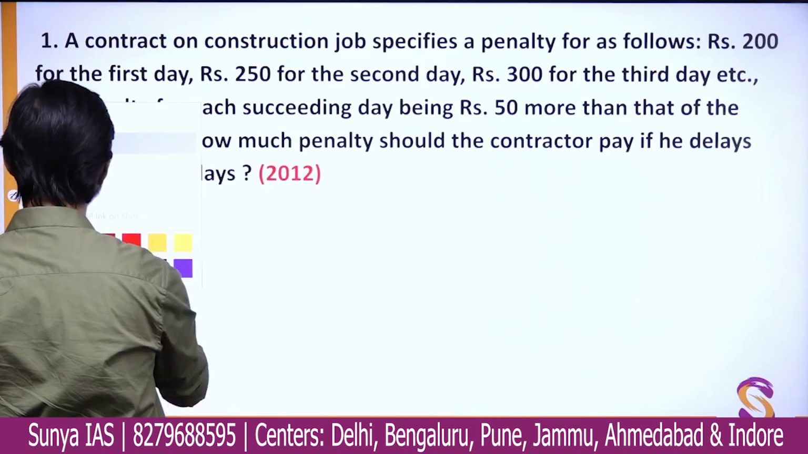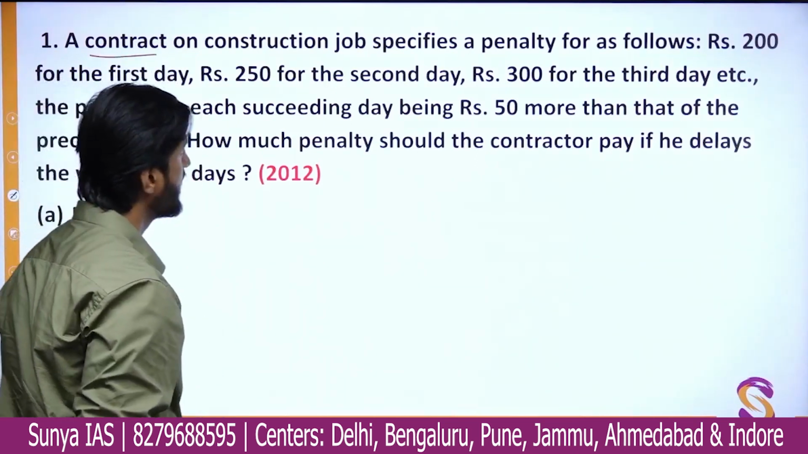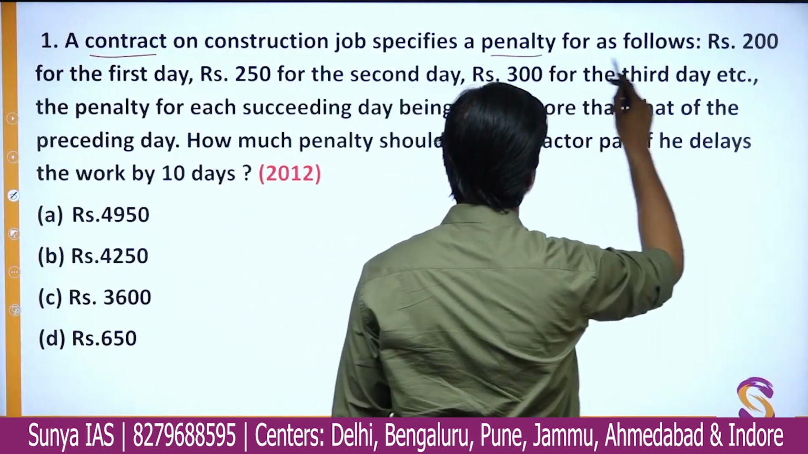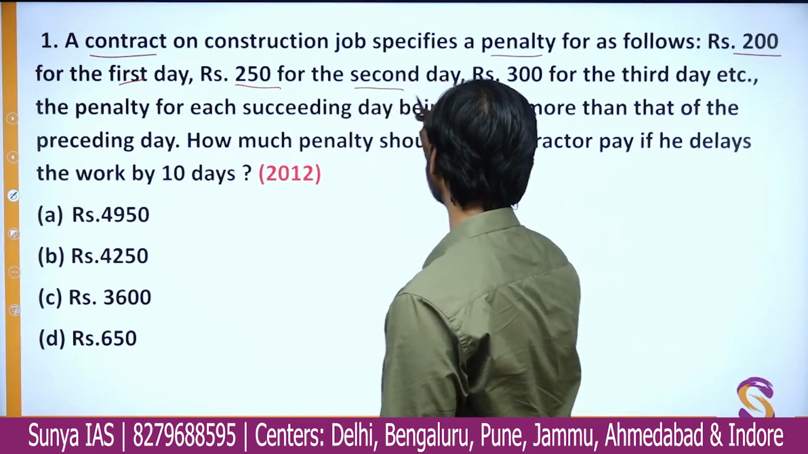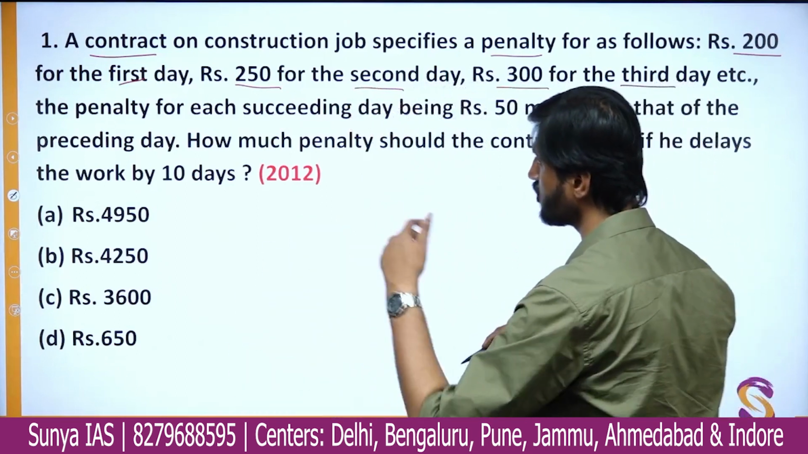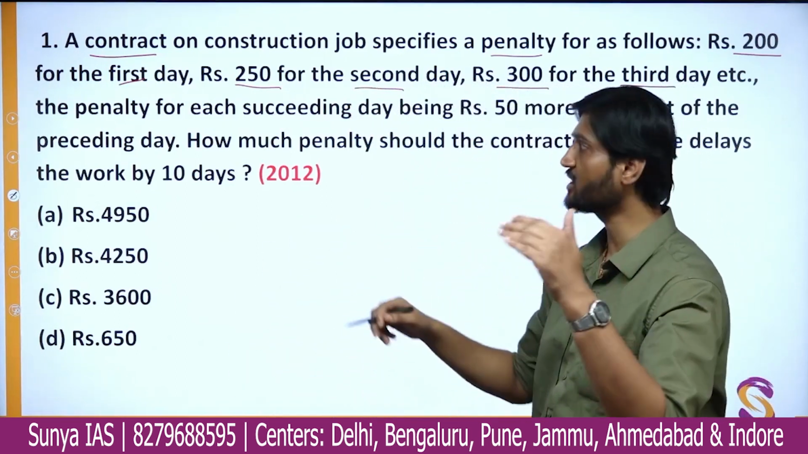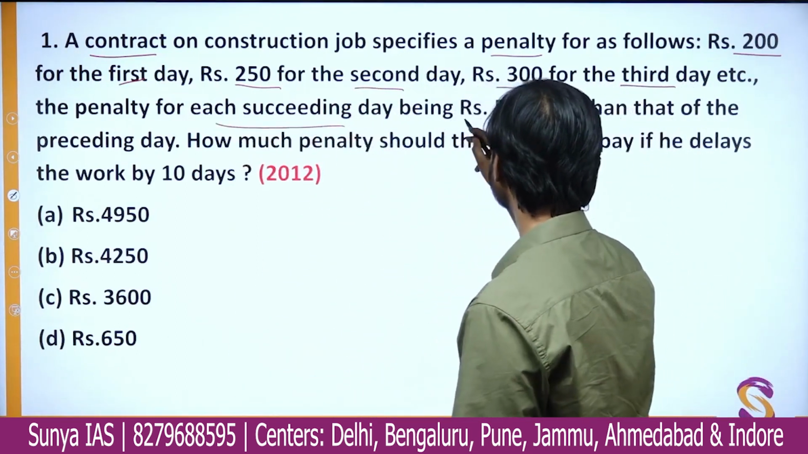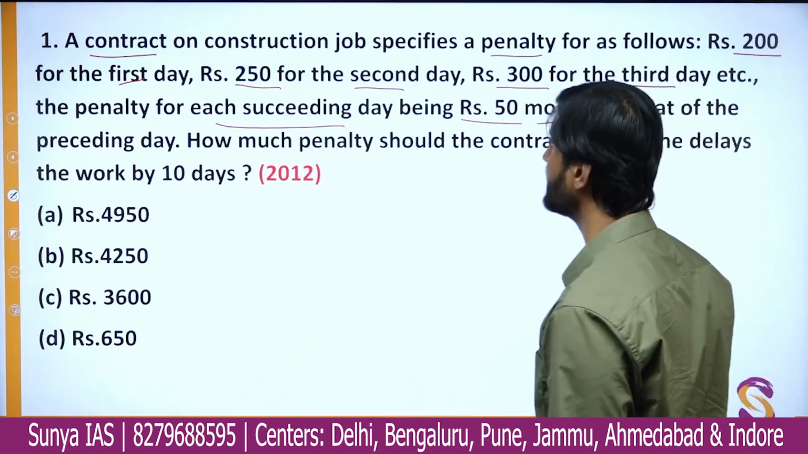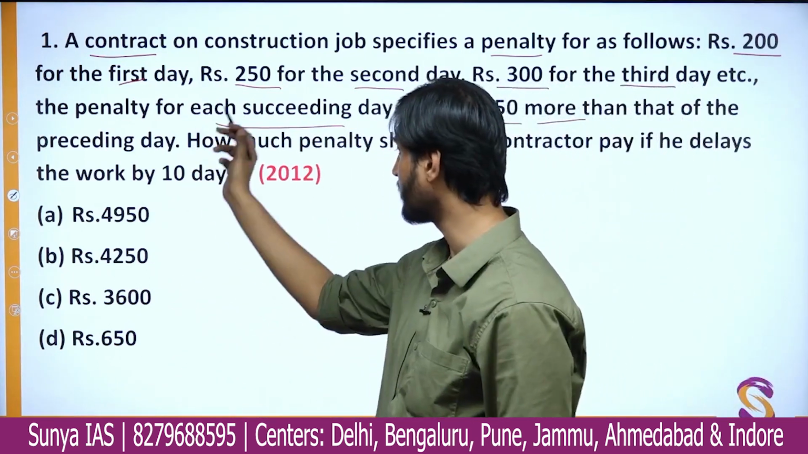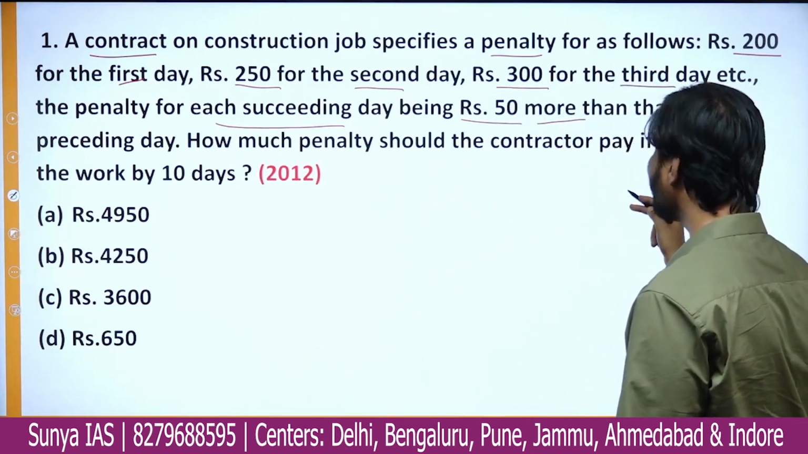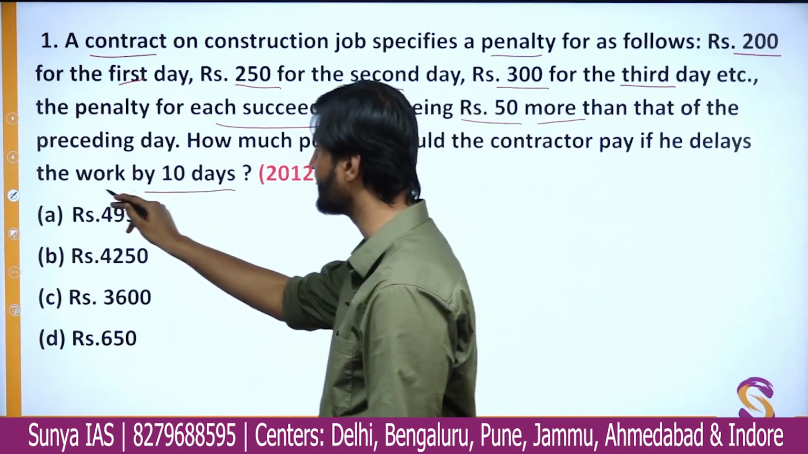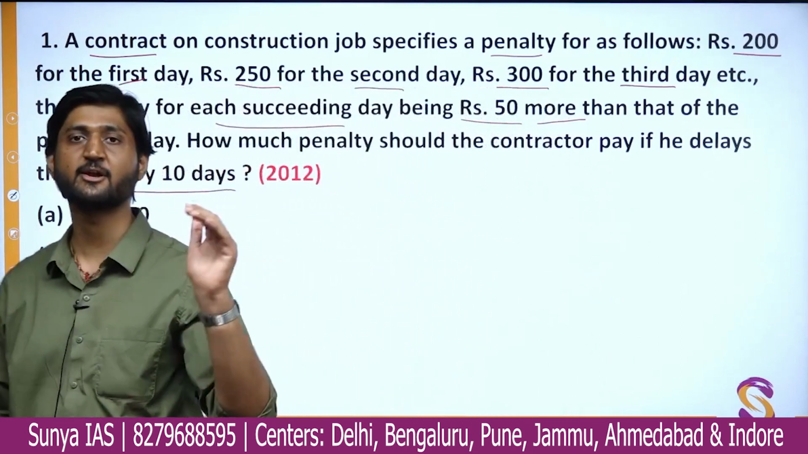A contractor has a penalty of rupees 200 on the first day, 250 on the second day, 300 on the third day, and so on. So the idea is each succeeding day there is rupees 50 more penalty than the previous day. This is what it is saying. So how much penalty should the contractor pay if he delays the work by 10 days. So you have to pay the penalty for 10 days.